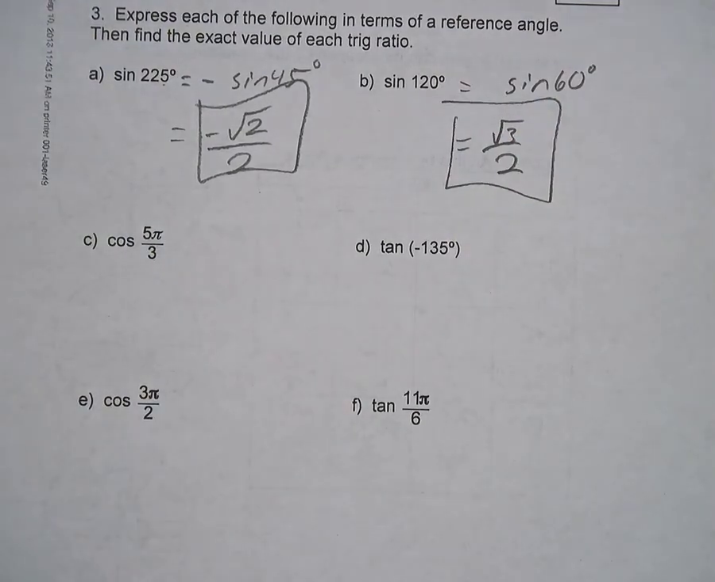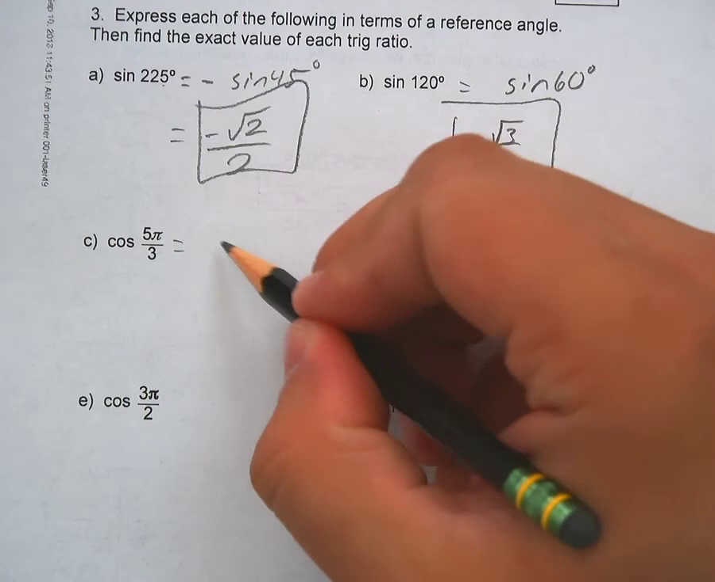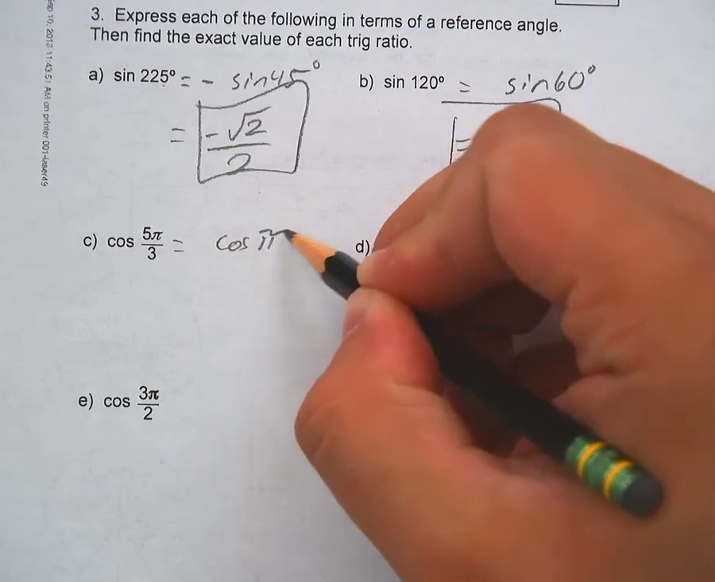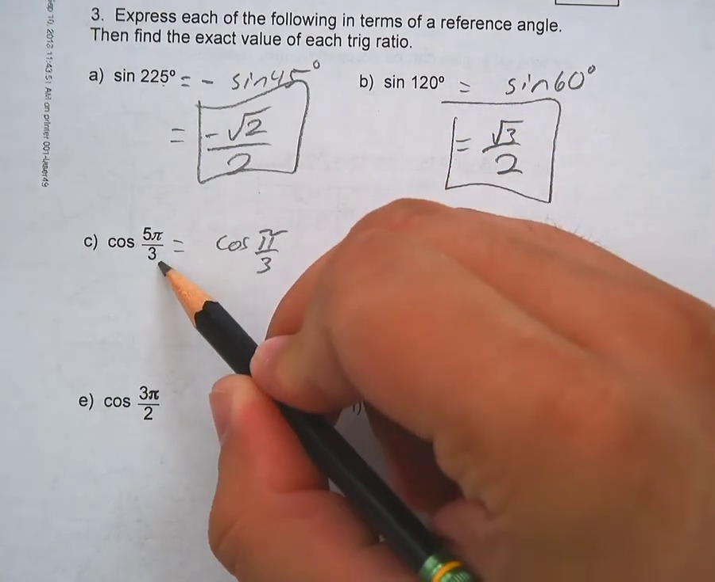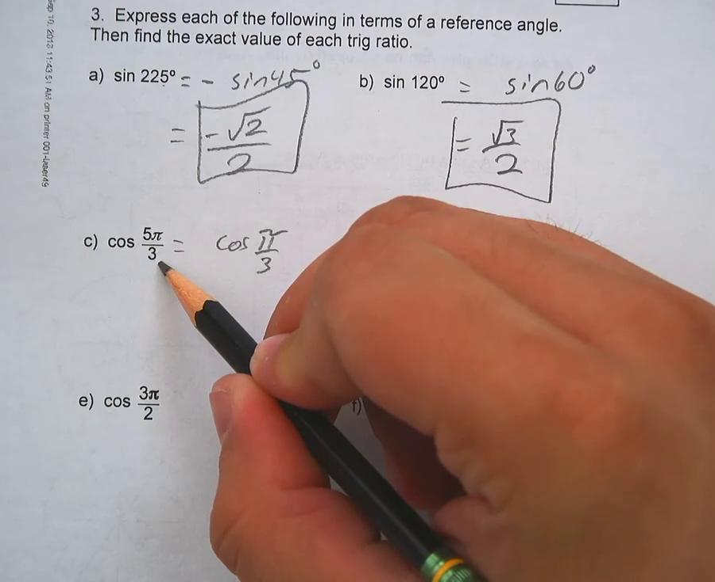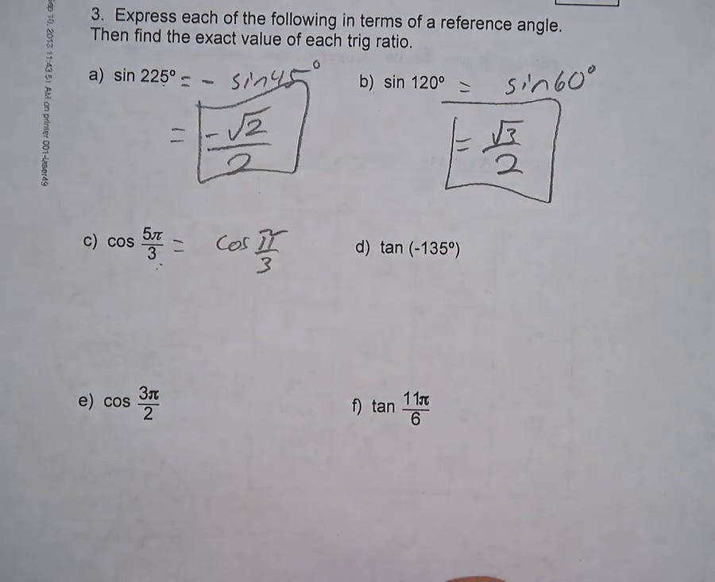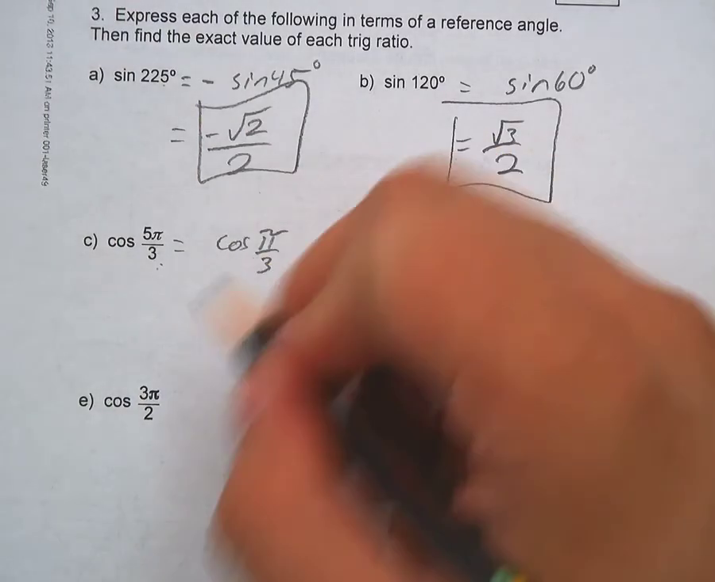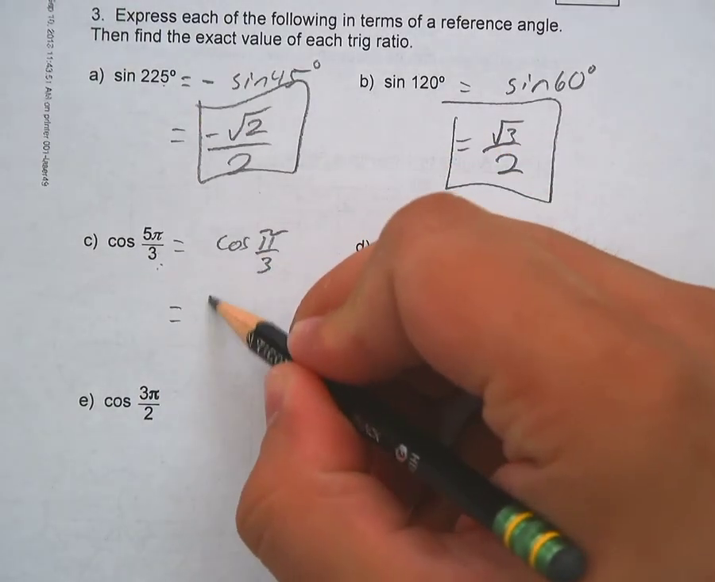Cosine of 5 pi over 3 is cosine of pi over 3. I love finding reference angles for radians. They're so easy. It's just that, right? And 5 pi over 3 is in the fourth quadrant, where cosine is positive, so it's going to be positive cosine of pi over 3, which is 1/2.